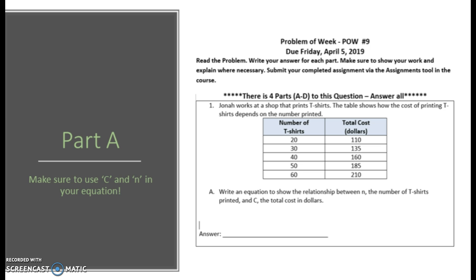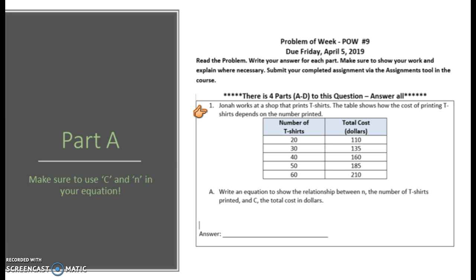All right, so part A, first of all, the directions say read the problem, write your answer for each part, make sure to show your work and explain where necessary. Submit your completed assignment via the assignments tool in the course. So there's 4 parts, A through D, and it's all working with the same data. We're building on it. It says Jonah works at a shop that prints t-shirts.